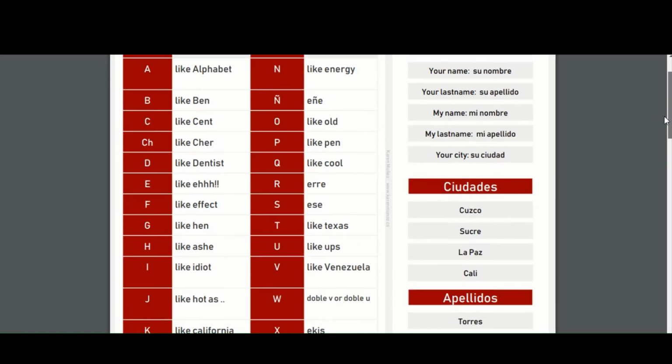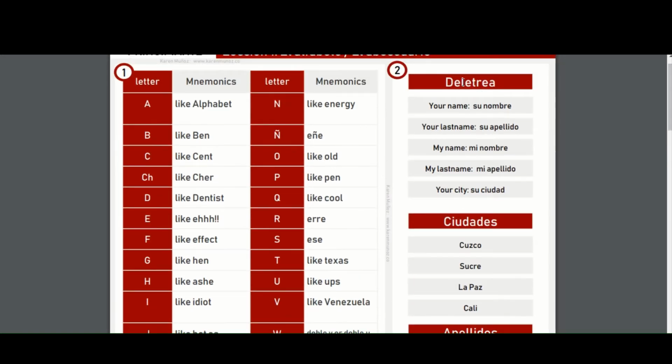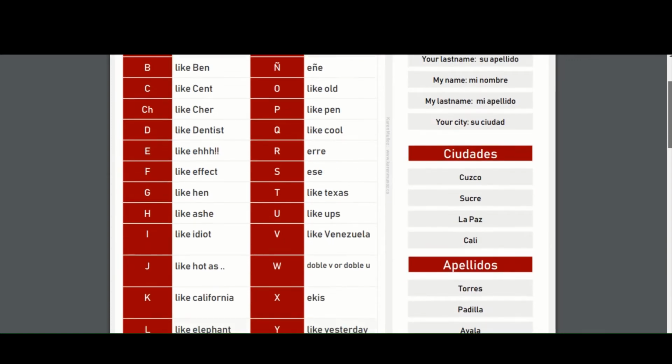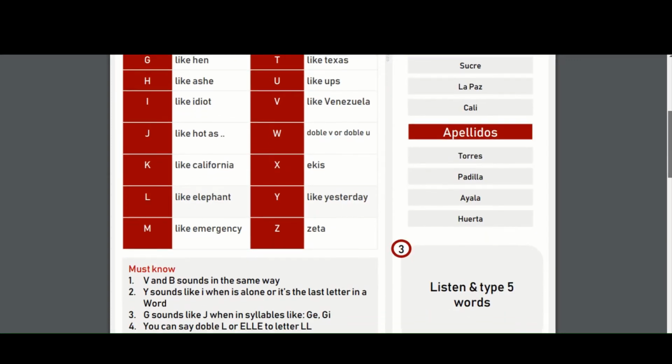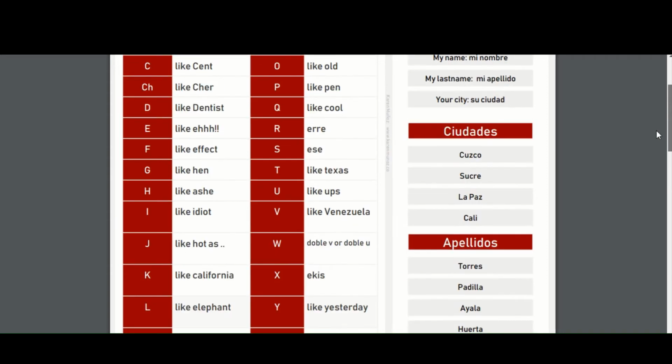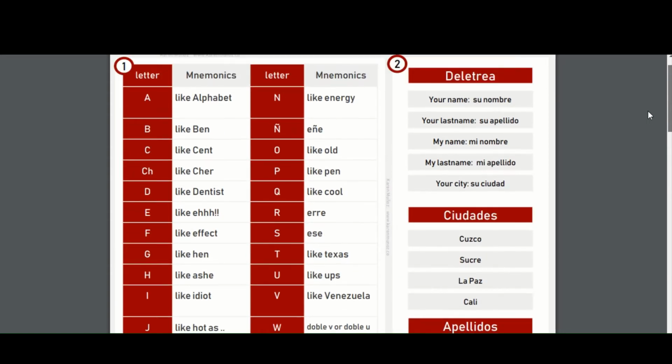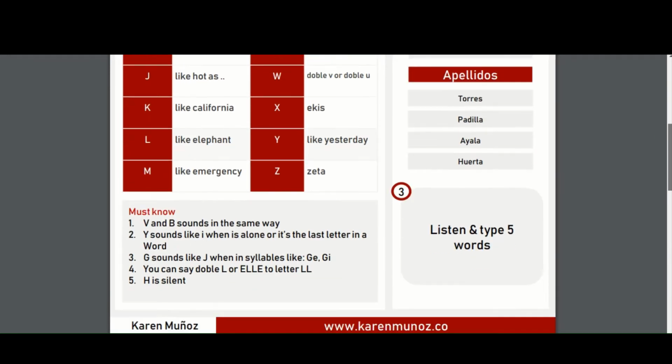So you can practice this by spelling, deletrear, different nombres, names, or apellidos, last names, yeah, or cities, ciudades. So spelling is very important. When you cannot pronounce well a word, well, at least you can spell it and people will understand you.